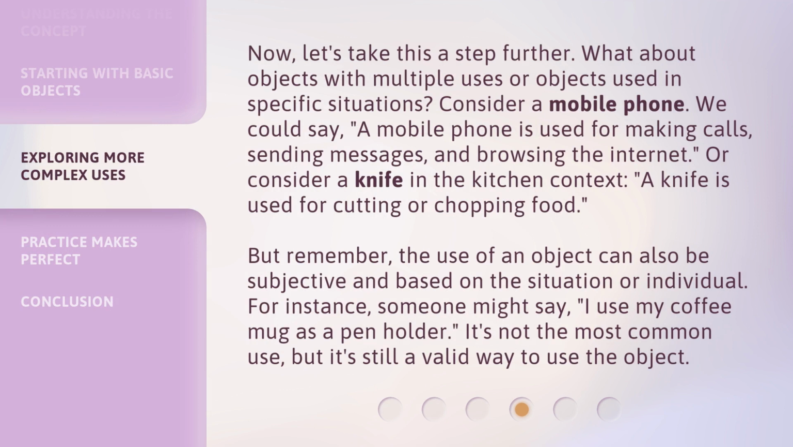Now, let's take this a step further. What about objects with multiple uses or objects used in specific situations? Consider a mobile phone. We could say, a mobile phone is used for making calls, sending messages, and browsing the internet. Or consider a knife in the kitchen context. A knife is used for cutting or chopping food.